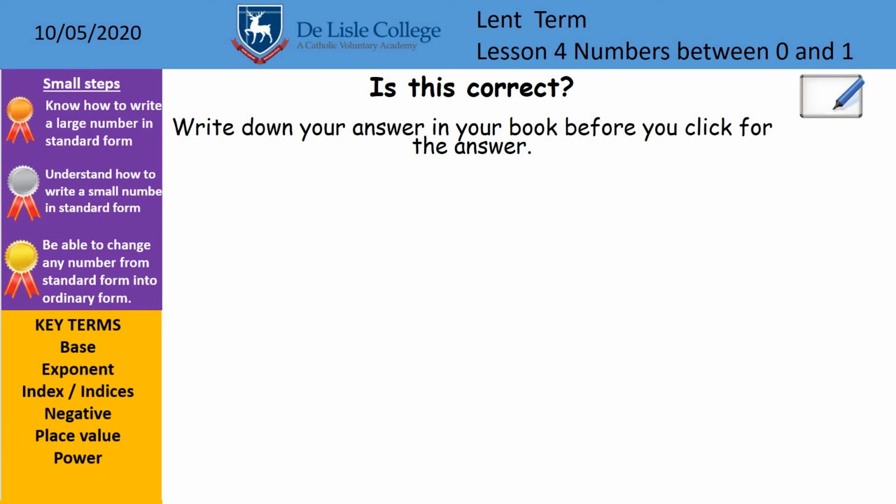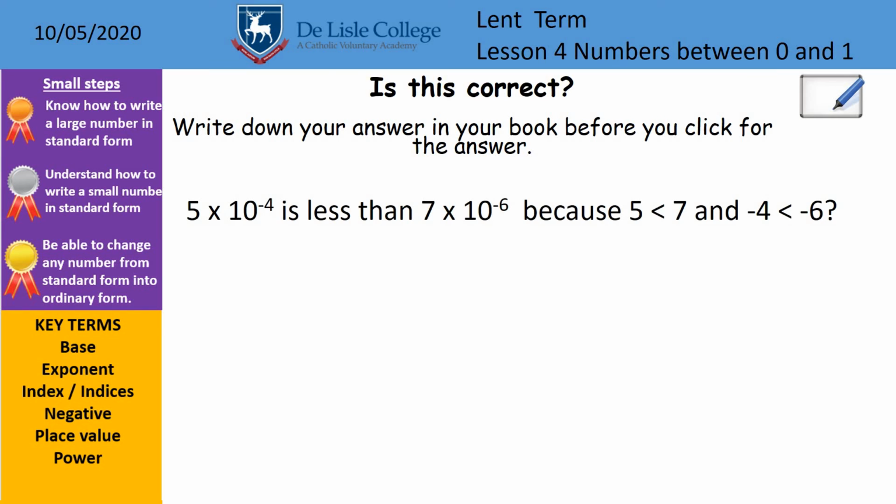Okay, well done. So we're now on to some questions where you have to write down the question in your book and say whether you think it's correct, and then you click for your answer. So here's the first one. Write the sentence down and then say true or false, is it correct, yes or no, and put a reason with it.